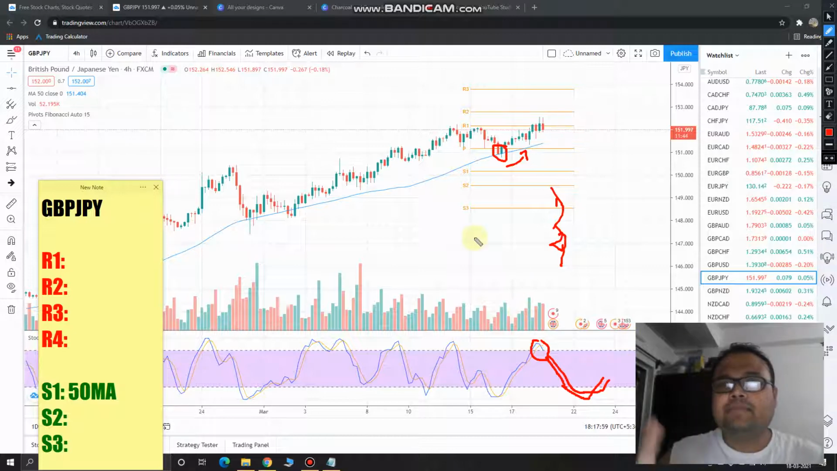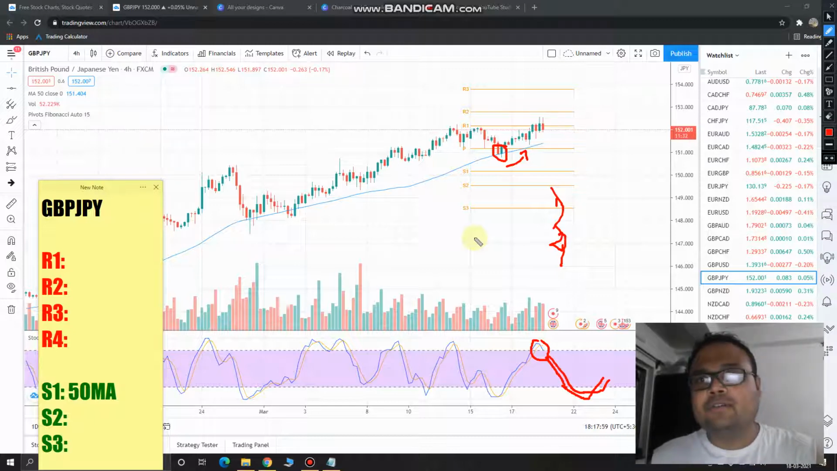So these are the simple strategies that you need to follow for British pound Japanese yen for 18th March. See, things are always very simple in an uptrend market. So you just need to follow a simple strategy to make money from the uptrend market.